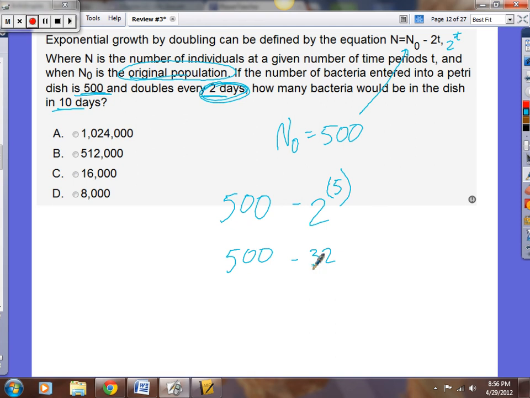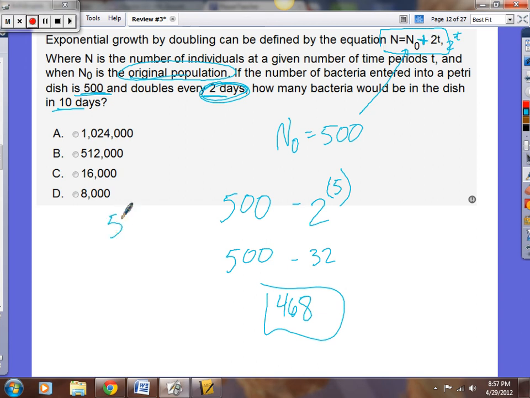I wonder if I did something wrong. 500 minus 32 is definitely not up there because I got 468 and I can't find that in A, B, C, or D. Okay, n is the number of individuals at a given time when n sub 0 is the original population. If the number of bacteria entered into a petri dish is 500, so that's my original population, and it doubles every 2 days. You know what, this is a lot better doing mental math. I think we've got a bum formula. I'm wondering if it should be a plus sign right here. That would still give us an incorrect value.